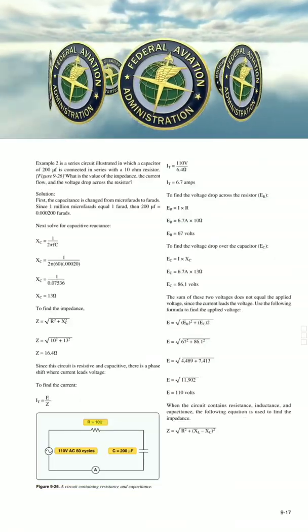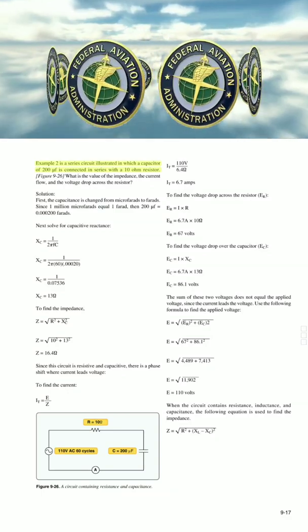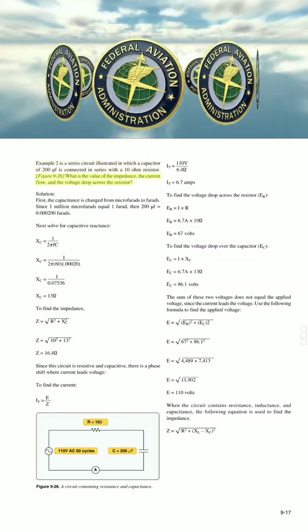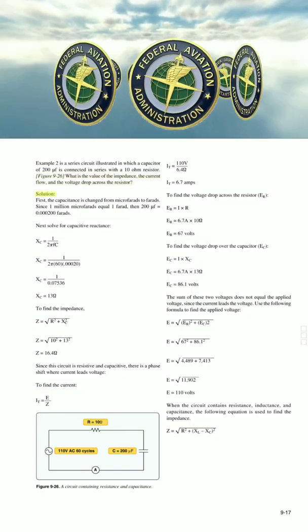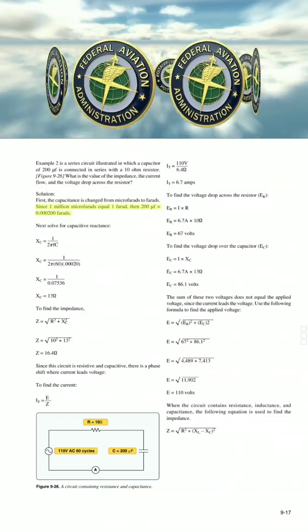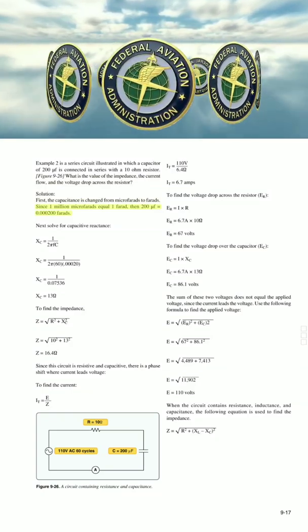Example 2 is a series circuit in which a capacitor of 200 microfarads is connected in series with a 10 ohm resistor. Figure 9-26. What is the value of the impedance, the current flow, and the voltage drop across the resistor? Solution. First, the capacitance is changed from microfarads to farads. Since 1 million microfarads equal 1 farad, then 200 microfarads equals 0.000200 farads.